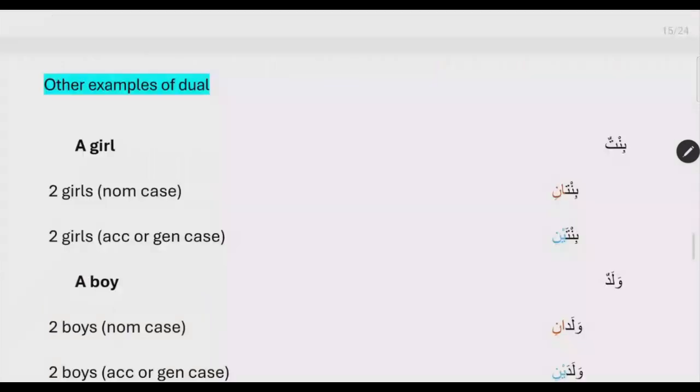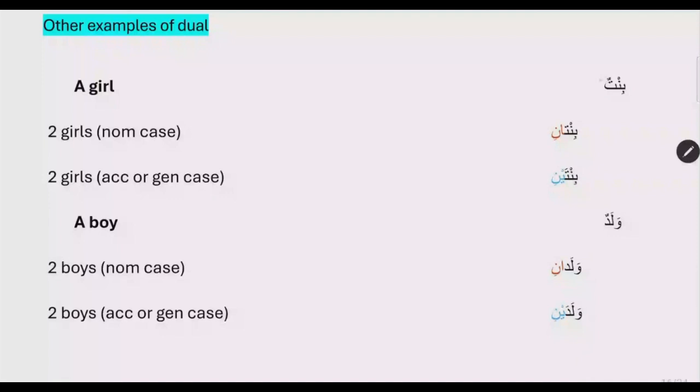Okay, let's look at another example, a girl. Here we have a word that ends in a ta, right? The ta is part of the word bint, so it's a girl. Now what happens there is we simply add the ani here. So bint becomes bintani or bintaini, in the two cases, the nominative here and accusative genitive.